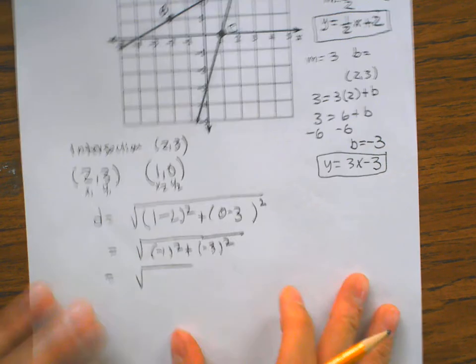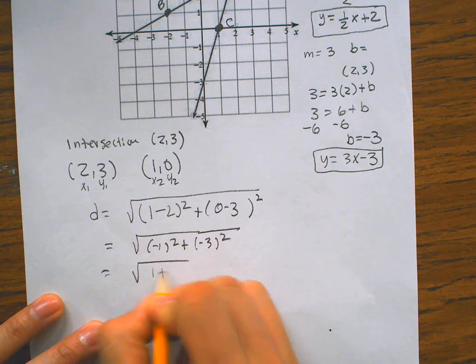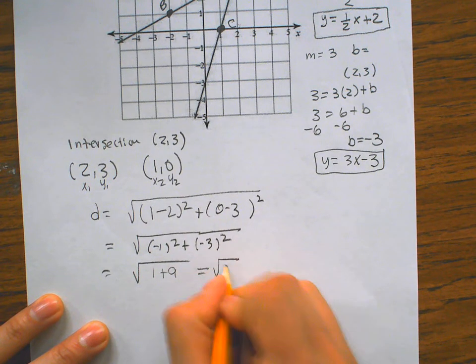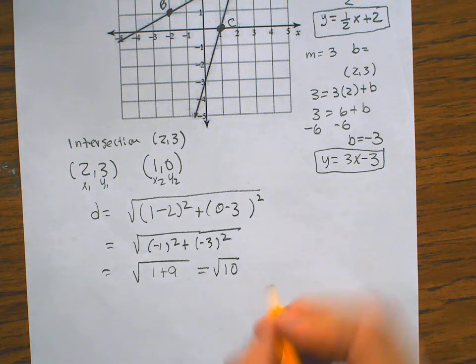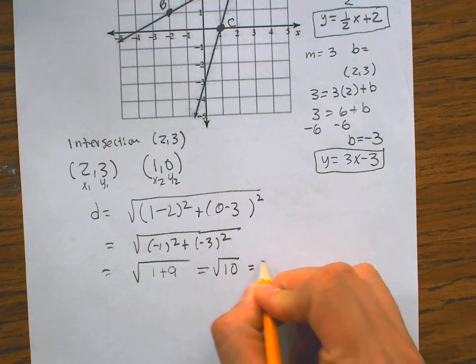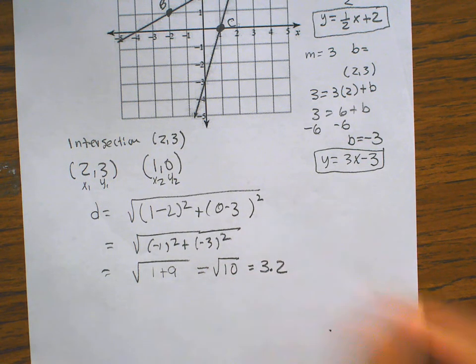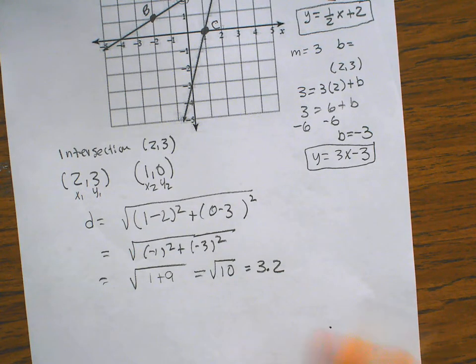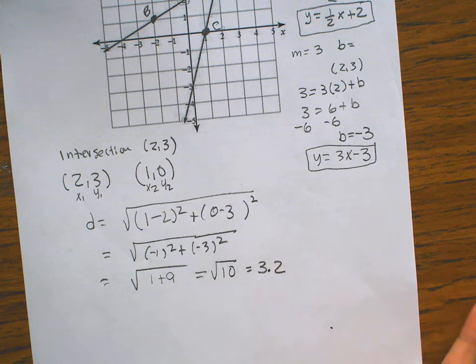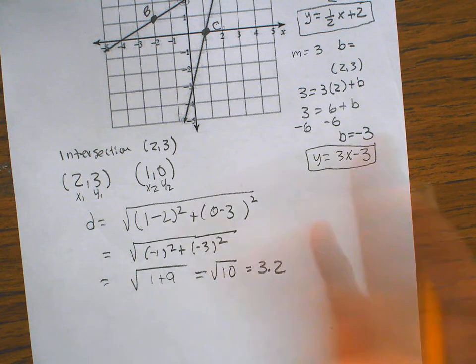And when I keep simplifying this, this is going to give me 1 plus 9, which is the square root of 10. Now, if I go into my calculator and type in the square root of 10, to the nearest tenth is going to be about 3.2. Now, in a real-life situation, if this was at a scale, then you would multiply this 3.2 by whatever scale that is, and then you would get the actual distance.